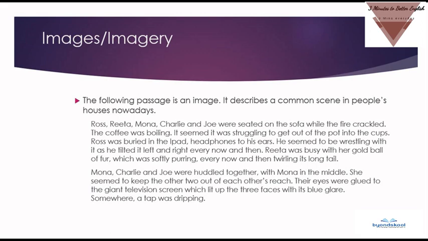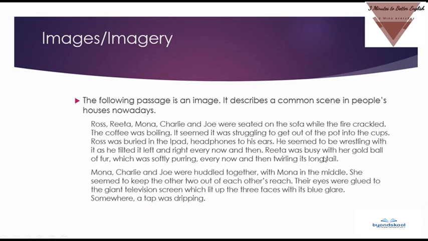Now let's take another example, a prose piece. Here 5 people are seated together in a drawing room, and look at the scene the writer has created. These people are sitting together, and nearby the fire was crackling, the coffee was boiling, and look at this: it seemed as if the coffee was struggling to get out of the pot. And then this person was buried in the iPad, headphones to his ears. He seemed to be wrestling as he tilted it left and right. So it seems that he is playing a game on the iPad. But the writer is not saying it clearly. He is simply giving us an image.